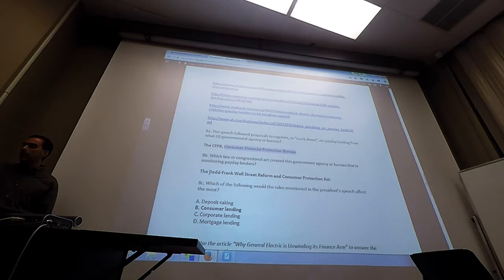Their regulatory powers come from the Dodd-Frank Wall Street Reform and Consumer Protection Act. That's the whole name of it. It's mentioned in the article. If I didn't have the article, I wouldn't expect you to know it, but it's mentioned right there in the article, so you should be able to see the name of it.